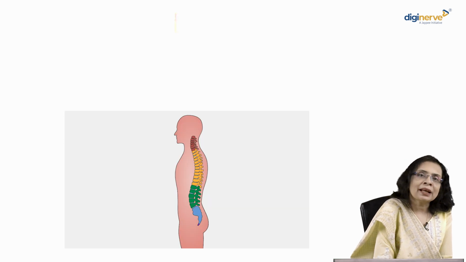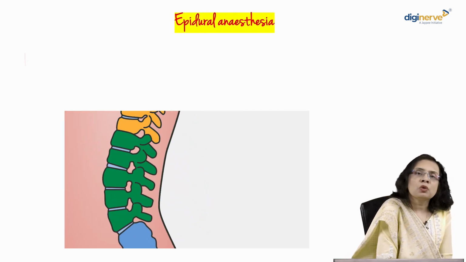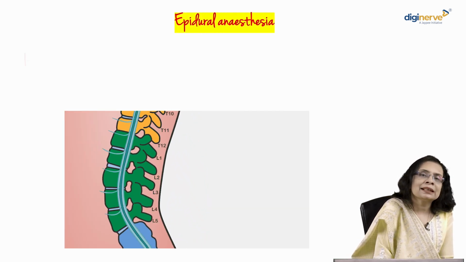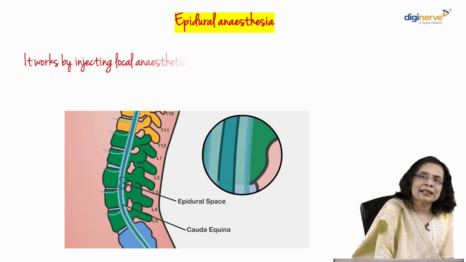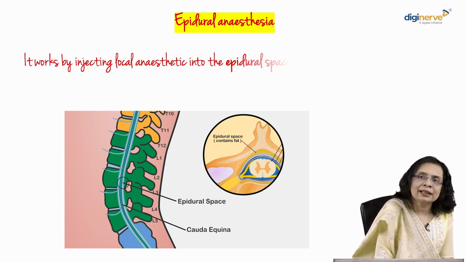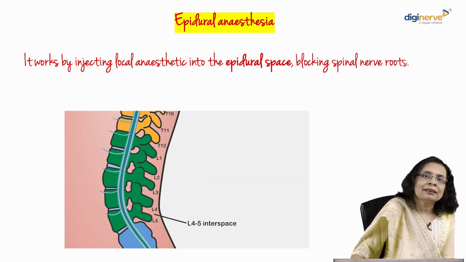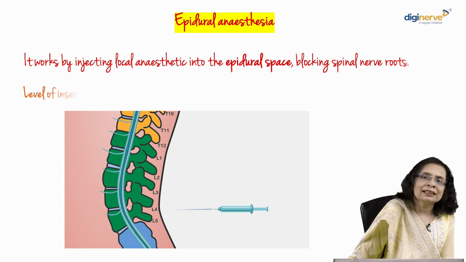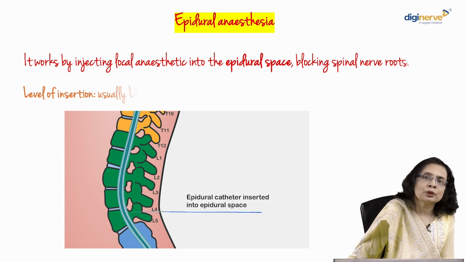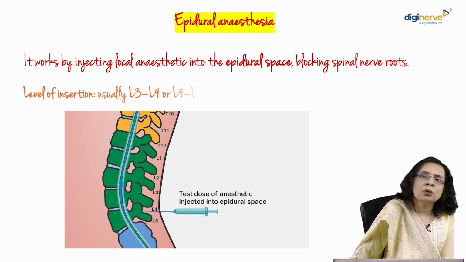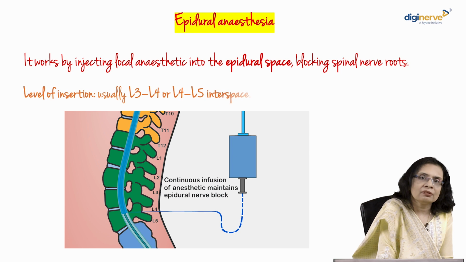So today's topic, epidural anesthesia. So what is this? This basically is a procedure where local anesthetic drugs are injected into the epidural space, thereby blocking spinal nerve roots. And the level of insertion of local anesthetic agents in this case includes L3 or L4 or L4 and L5.